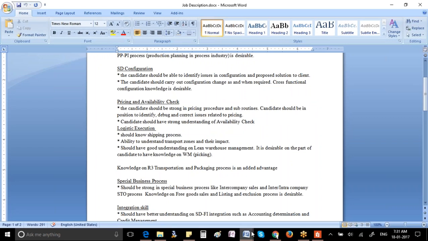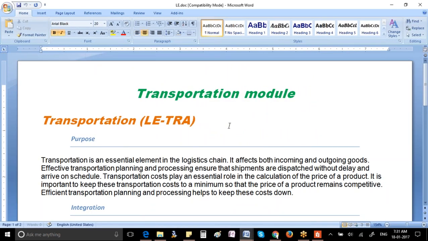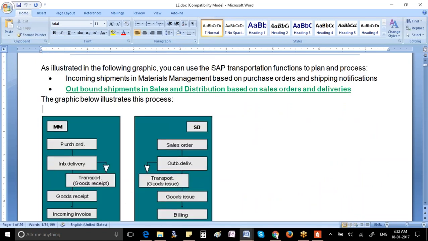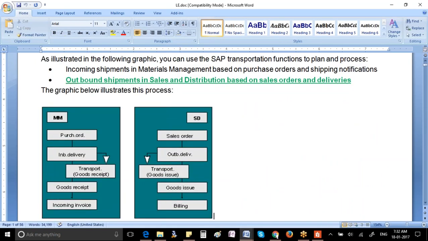So this is the material, Prabhu, that I would be sharing for LE, logistics execution transportation. This is completely LETRA. You know, right? LE has 3 modules, WM and MM also, but this is only LETRA of the SD module. You can see here MMLE and SDLE. This is MMLE and this is SDLE. This is inbound logistics and this is outbound logistics.